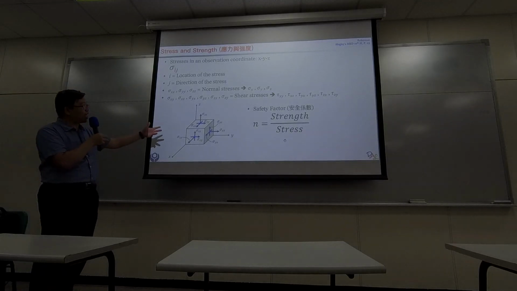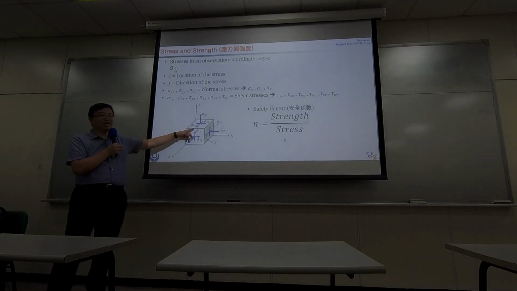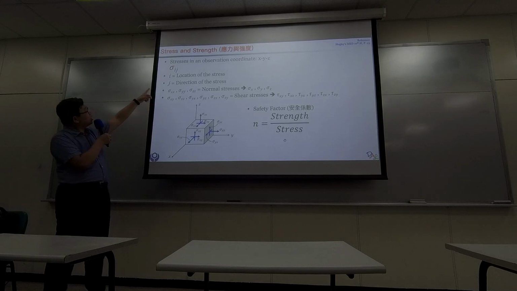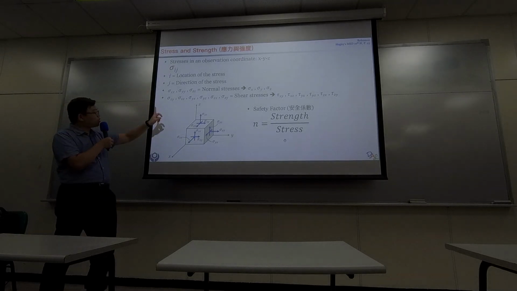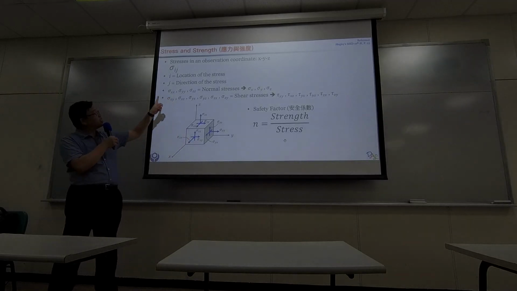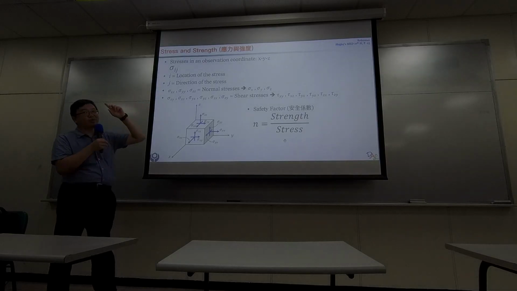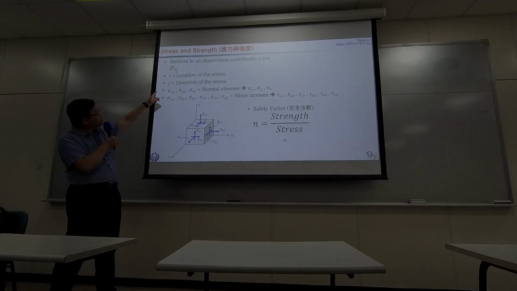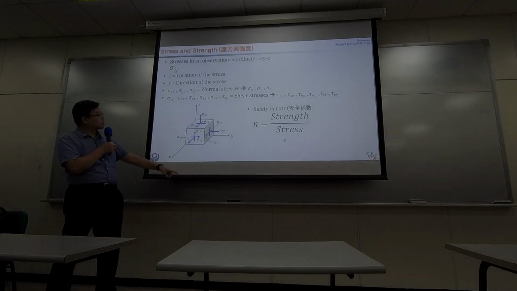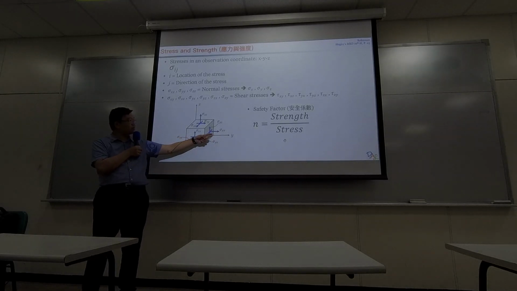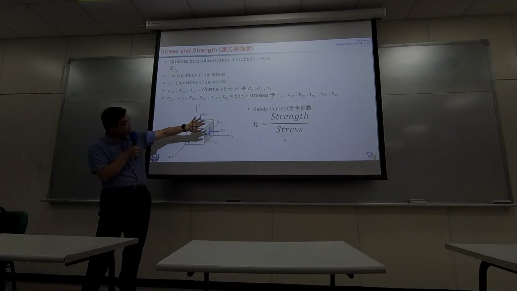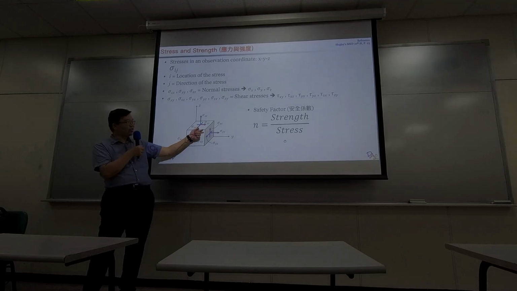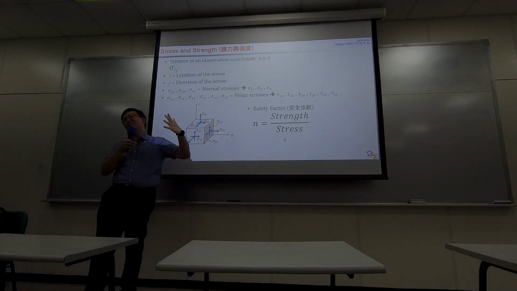Then we label them by the indexes. So in general, we have sigma i j. The first one represents location, and the second one represents direction. Take this one, sigma YY, as an example. Sigma YY is located on this plane, facing the Y direction, something like this.